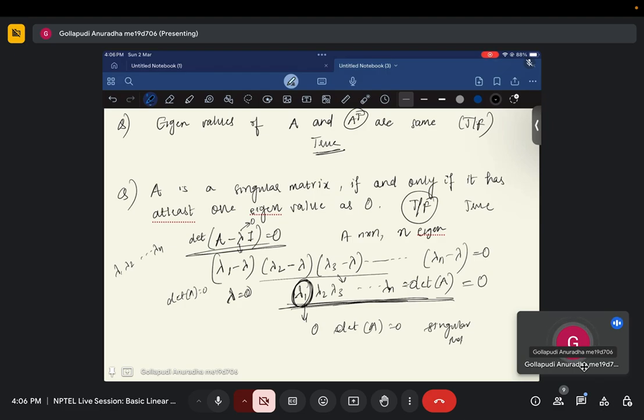So there is one more important thing here: the determinant of A. You can express it in terms of the product of eigenvalues.